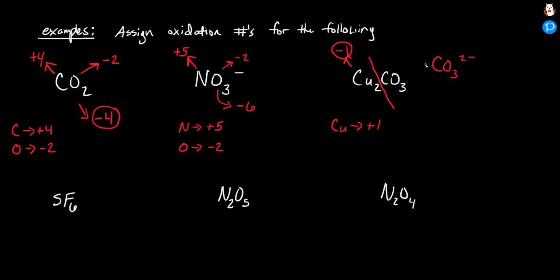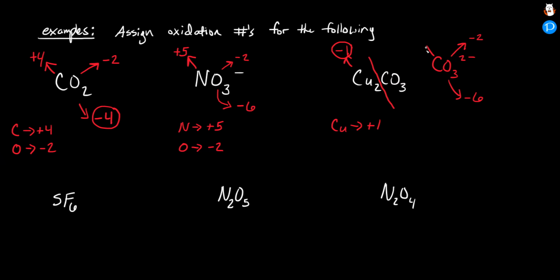Now, we could just leave it at that. We could leave it as copper is +1, and then the carbonate is -2 if we wanted to look at just the ions. Now, in certain problems, if in the reaction this breaks up, then you may have to look at the individual oxidation numbers. So what we could do is say, well, okay, the oxygen I know is going to be -2. I've got 3 of them, which is going to be a total of -6.